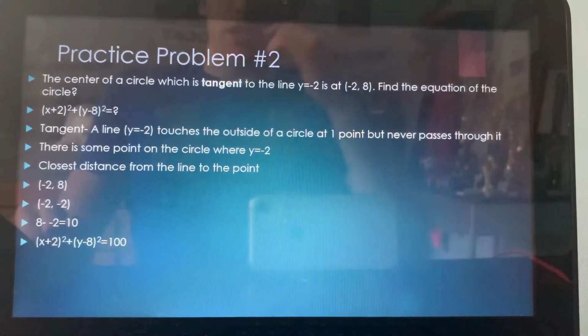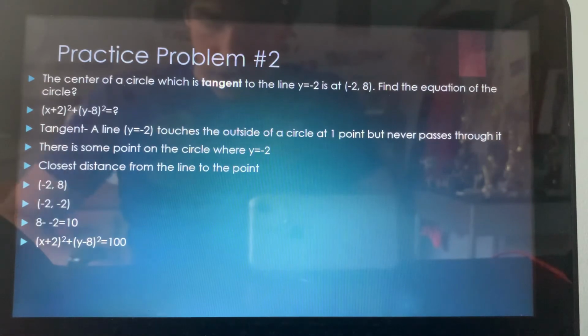Go on to our final practice problem. The center of a circle, which is tangent to the line y equals negative 2, is at negative 2, 8. So negative 2, 8 is the center. Find the equation of the circle. We already know that the x value of the center is the h value, so we have x minus negative 2 squared, which is just x plus 2 squared. And y minus the y value of the center, the k value, is y minus 8 squared. So we have x plus 2 squared plus y minus 8 squared equals what?